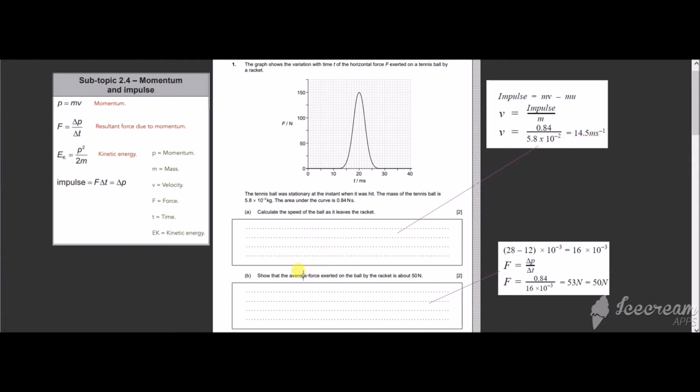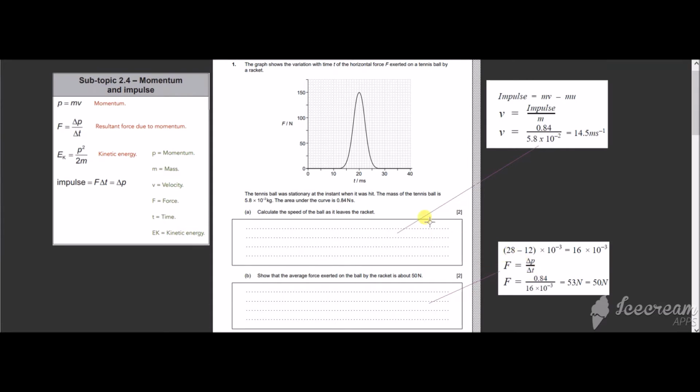As for 1B, show that the average force exerted on the ball by the racket is about 50 newtons. First of all, the formula we will use is force is equal to delta P divided by delta T. Delta P is equal to force times time. So we already know what this value is, 0.84. So you can input 0.84.